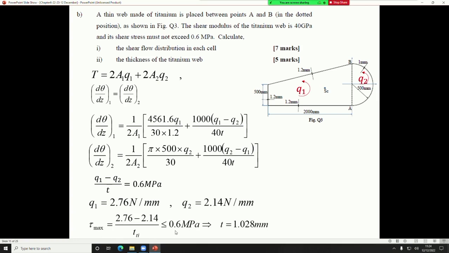All right, sorry, this is something else. It's asking us not to exceed 0.6 megapascal. So in order to find this thickness, I find Q1 and Q2 because it should not exceed 0.6 megapascals. So the difference between these two divided by T should be equal to 0.6 or less than that. So the minimum thickness we should have is 1.028 millimeters.